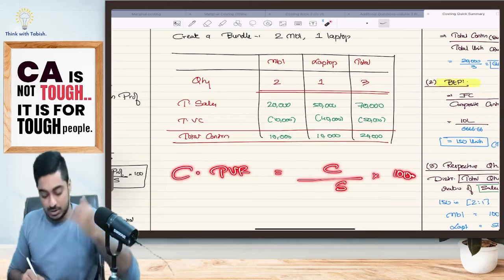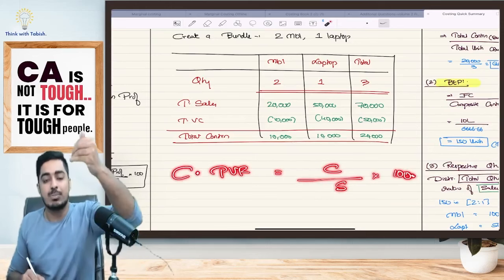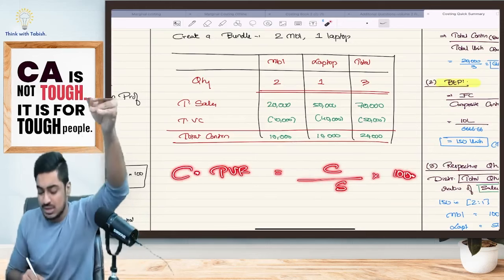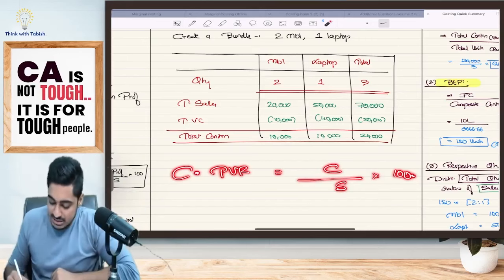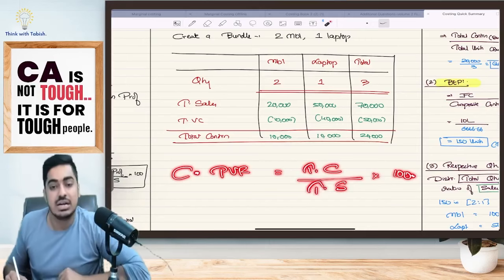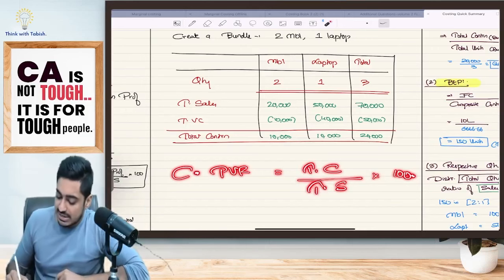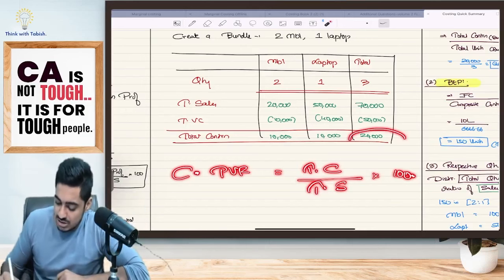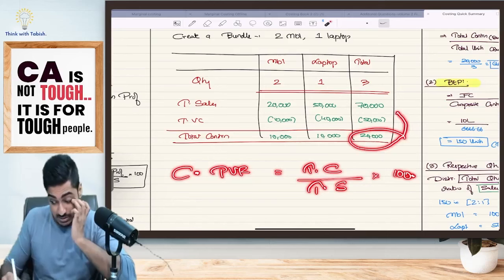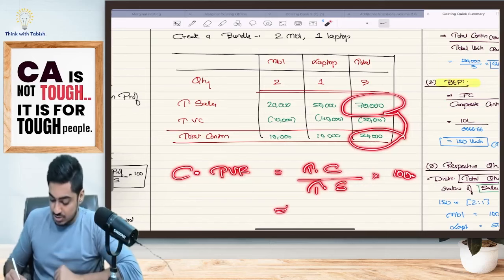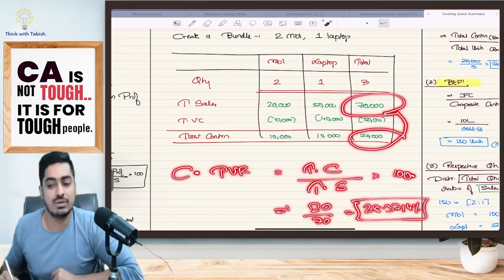Now, I want composite PV ratio. That means, do I want it for mobile, for laptop, or for the bundle as a whole? Sir, I want it for the bundle as a whole. That means it is the total contribution of the bundle divided by the total sale of the bundle. Tell me, if I sell one bundle, how much contribution am I getting? 20,000. What is the sale value? 70,000. So what is my PV ratio? 20,000 divided by 70,000. Is it 28.5714%? Yes or no, everyone? Yes, sir.